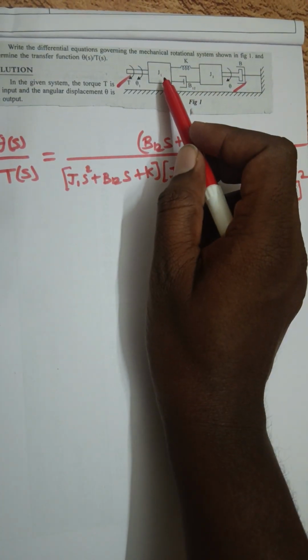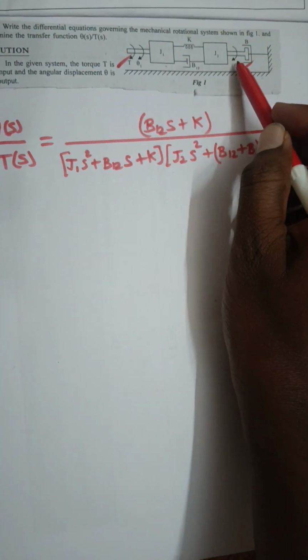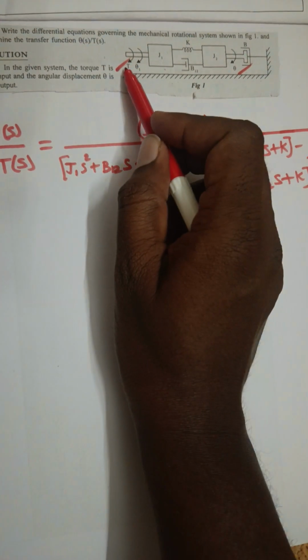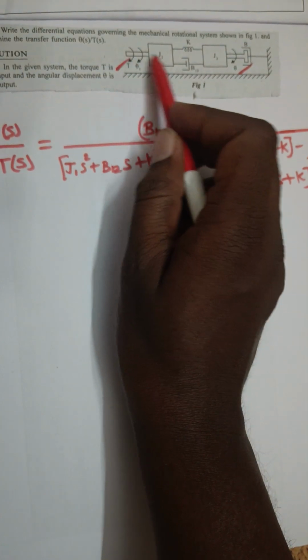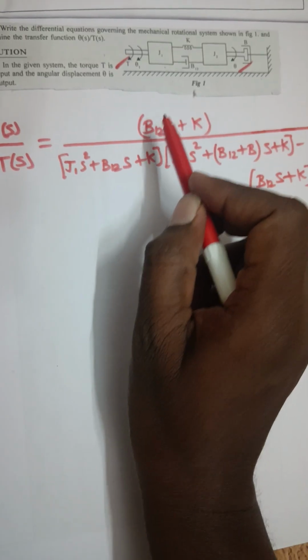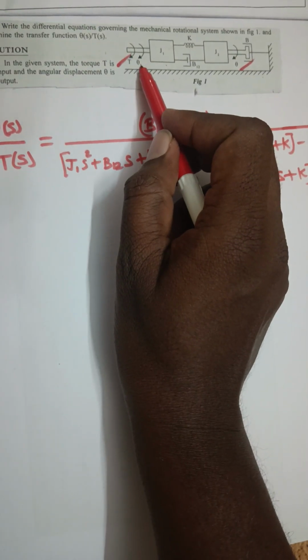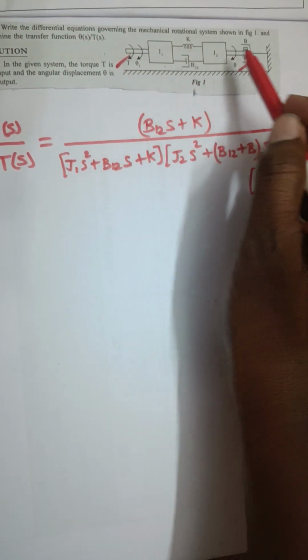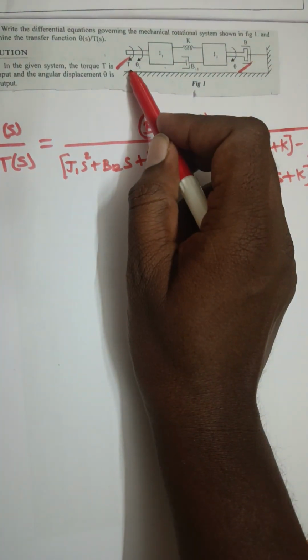The angular displacement at J1 is theta 1. The angular displacement at J2 is theta 2. The applied torque is T. Torque is applied at J1. For this given mechanical rotational system, you are supposed to find the transfer function theta 1 of S by T of S, or theta of S by T of S.